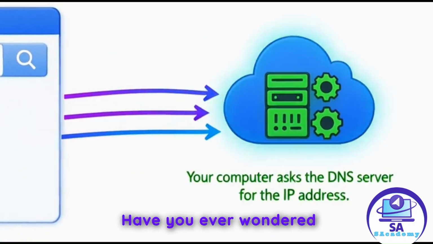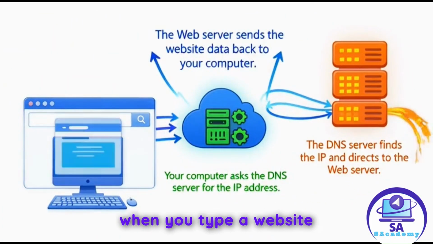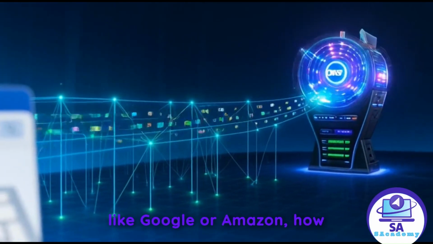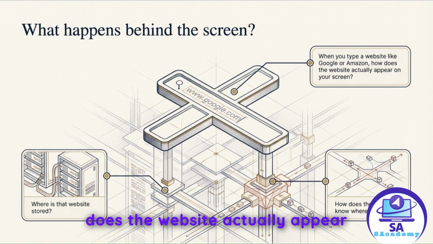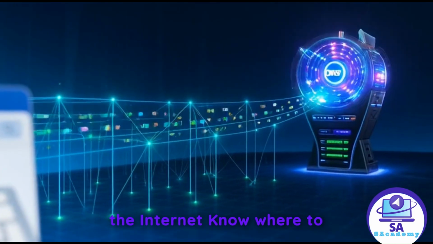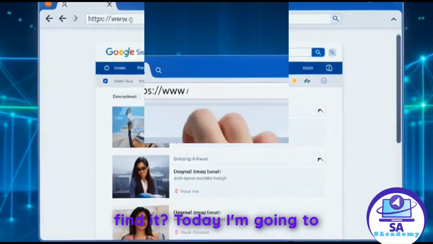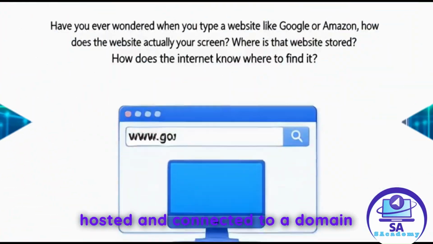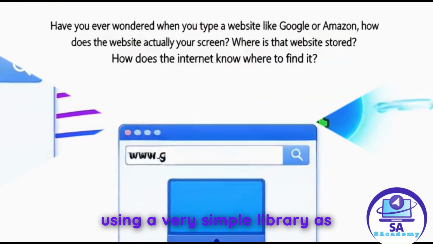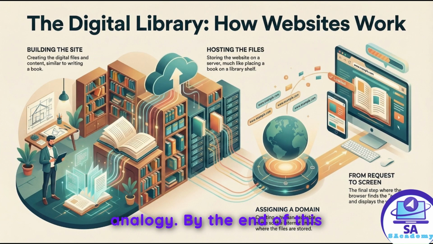Hi, greetings everybody. Have you ever wondered when you type a website like Google or Amazon, how does the website actually appear on your screen? Where is that website stored? How does the internet know where to find it? Today I am going to explain how a website is built, hosted, and connected to a domain using a very simple library as analogy. By the end of this video, even beginners will clearly understand how the web works.